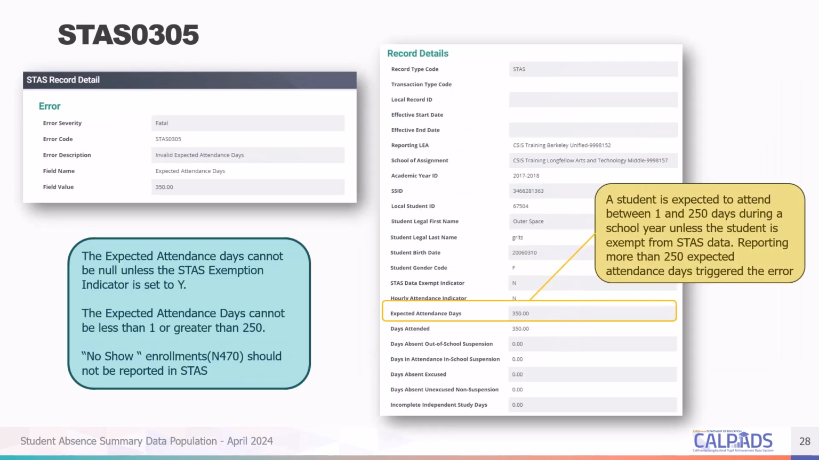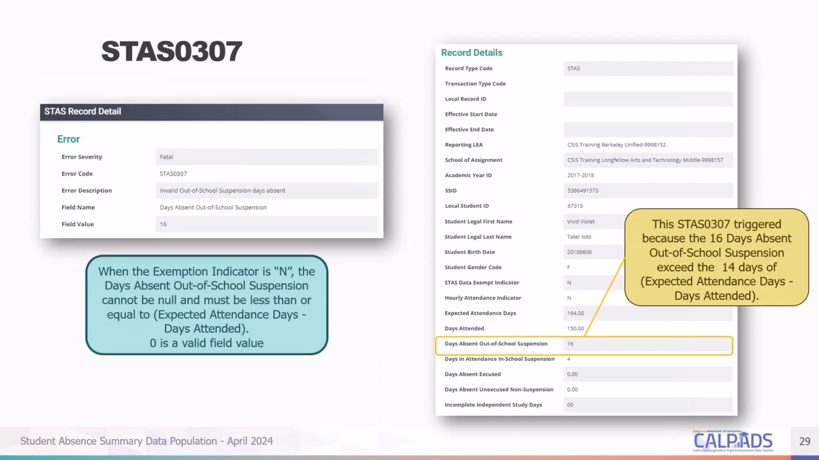The STAS 305 error triggers when the expected attendance days is less than 1 or exceeds 250. Expected attendance days must fall within the 1 to 250 range. The STAS 307 triggers when the days absent out of school suspension is blank or null and the exemption indicator is N, or the value exceeds the number of days calculated from the expected attendance days and days attended calculations. To resolve this error, you'll need to compare the days absent out of school suspension to the expected attendance days and days attended, modifying these figures to ensure both consistency and accuracy.